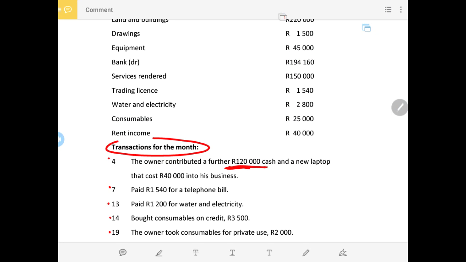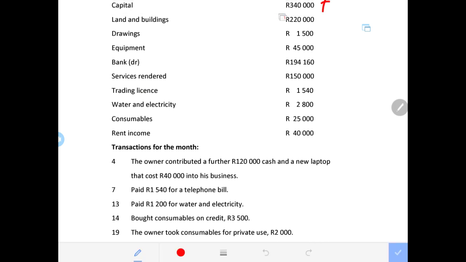Remember, for every transaction, there must be a double recording. Debit and credit. In some transactions, you might need to record 4 times, like in this case. So now we come to the second part, which is a laptop that was also contributed with a value of how much? 40,000. Remember, this 40,000 is not cash. There is no bank affected here because the laptop is not money. The owner gave the business a laptop.